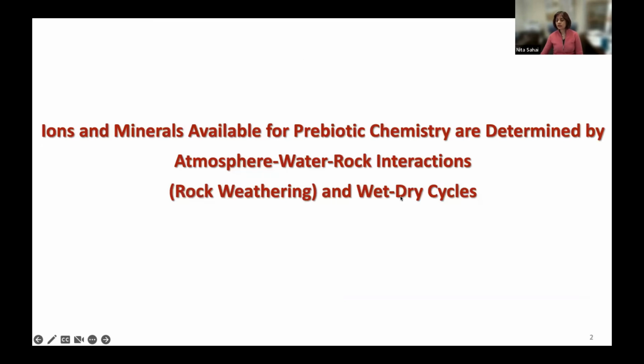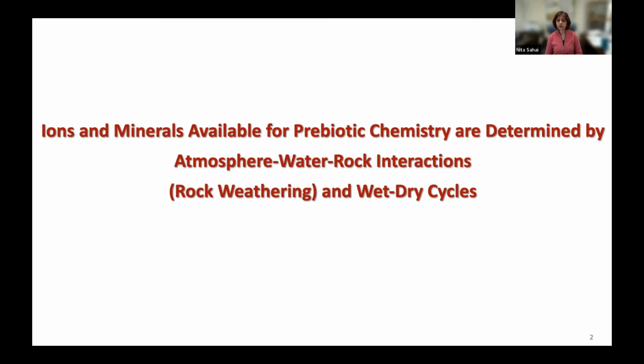Now, before we get into anything else, we need to first know what kinds of ions and minerals were actually around for prebiotic chemistry. And this is where I am very interested as a geochemist in trying to say there's some possible constraints on what might have been plausible on early Earth, and that's based on rock weathering, basically. What gases are in the atmosphere, when they dissolve into rainwater, they form some kind of weak carbonic acid because of the carbon dioxide in the atmosphere.